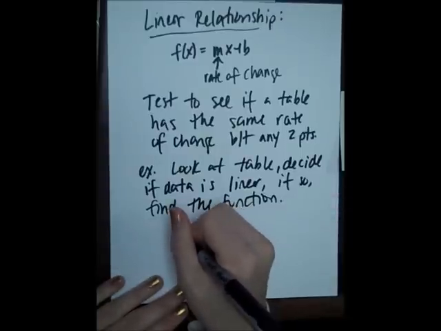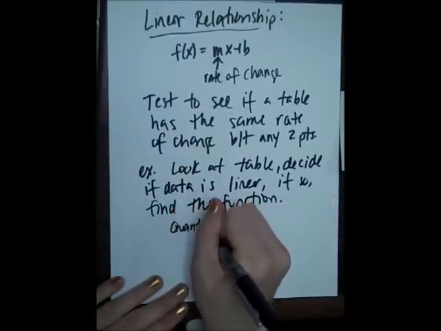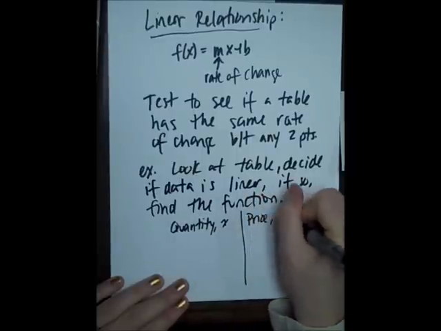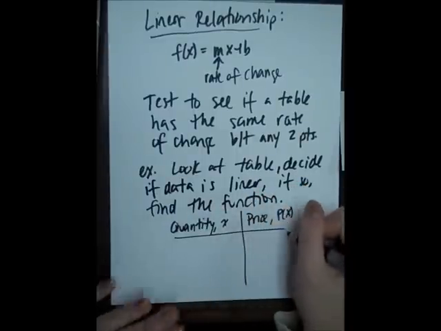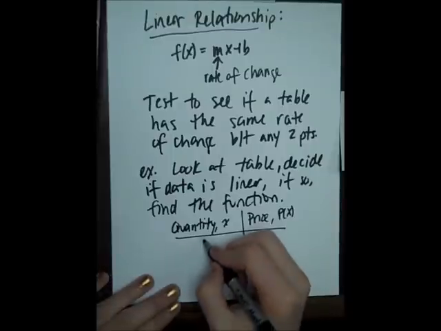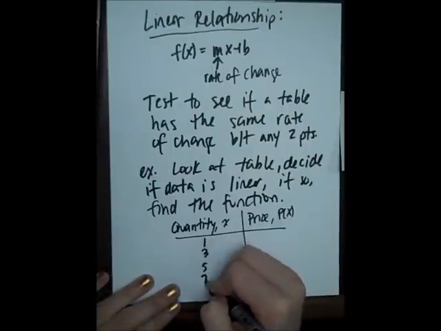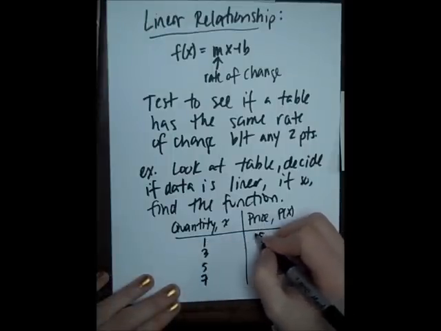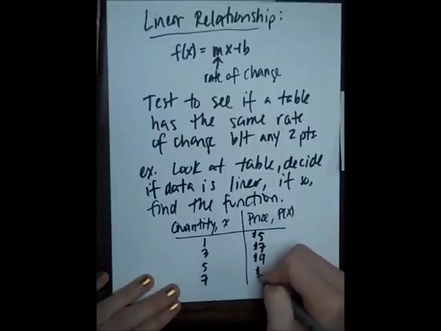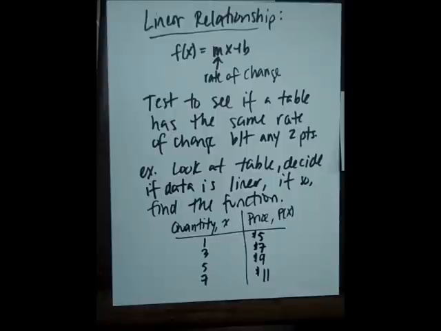In my table, I'm going to give you the quantity x, and then in this column I'm going to give you the price, which we'll call p of x. So my function is p of x, and my input is x. The numbers are 1, 3, 5, and 7, and the prices are $5, $7, 9, and 11. I want to know, is p of x a linear function? Is there a linear relationship between my quantity and my price?